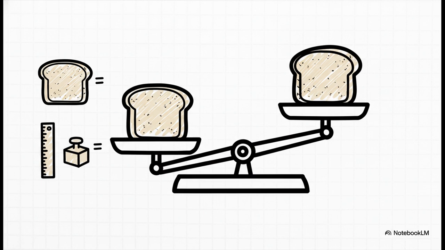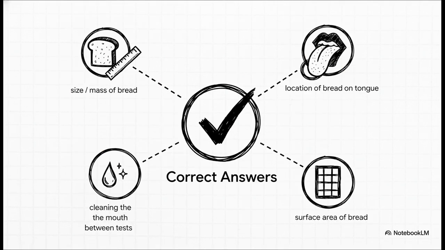Okay, next up, control variables. In other words, what should the student have kept the same to make it a fair test? The good news is the mark scheme gives you a whole menu of options here. You could have mentioned the size of the bread, its surface area, where it was placed on the tongue, or even making sure to clean the mouth between tests. You only needed to write down one of these to bag the mark.